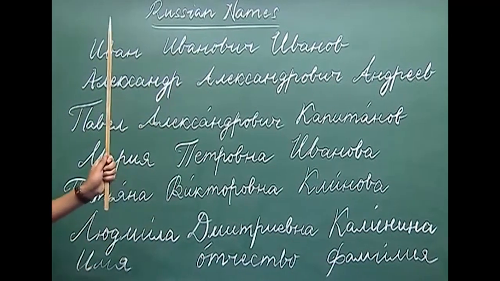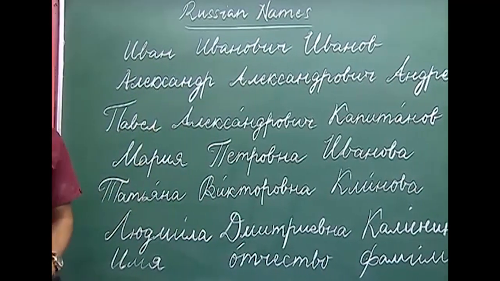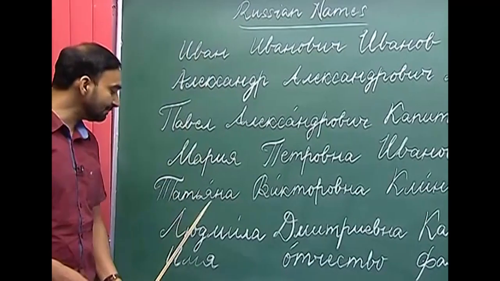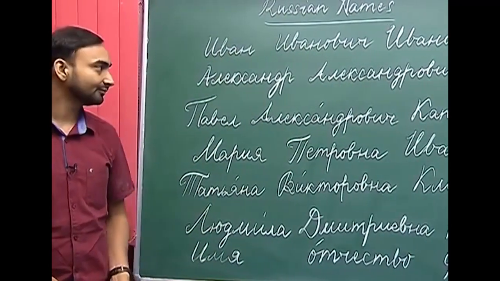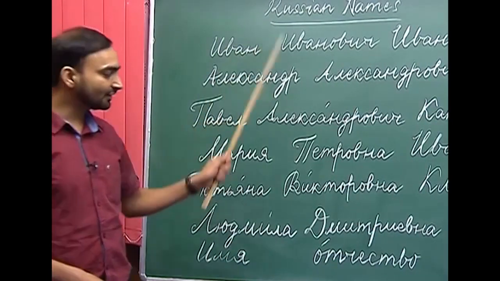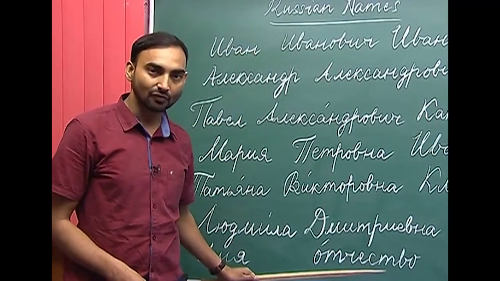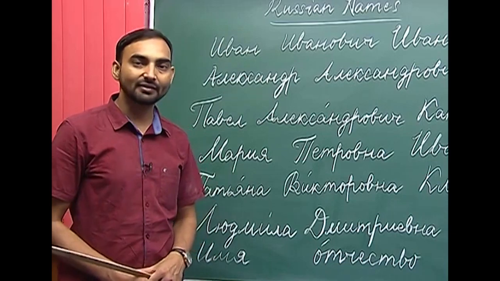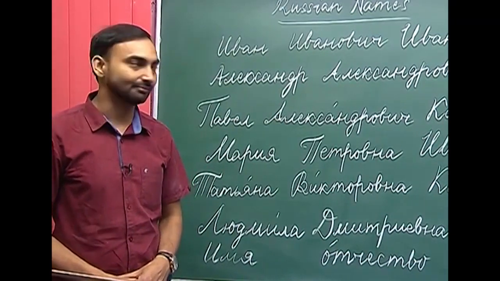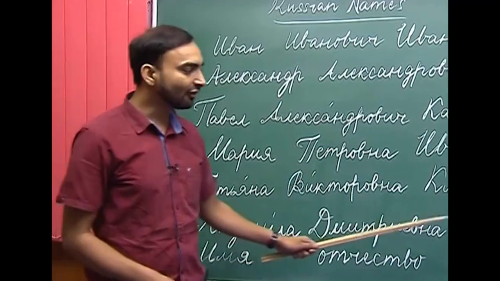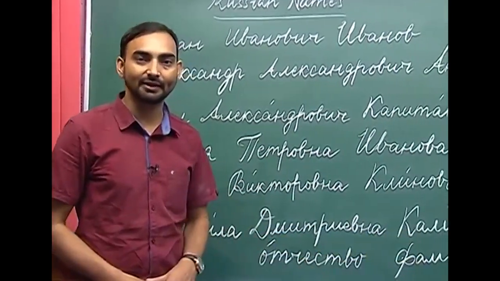So, a typical Russian name consists of three parts. The first one is imya, or the first name or the given name. The second one is called otchestva. Otchestva is the patronymic, which is derived from your father's name. And familia, familia is the surname.